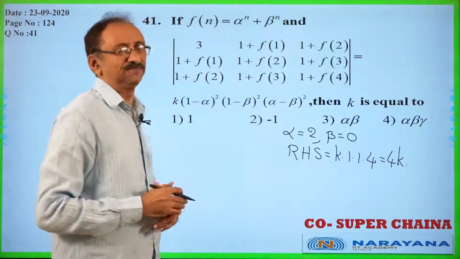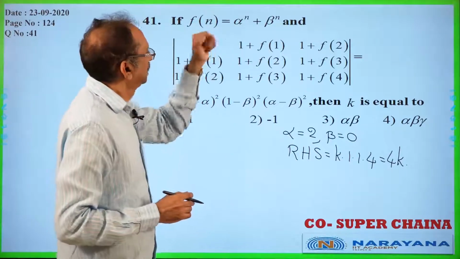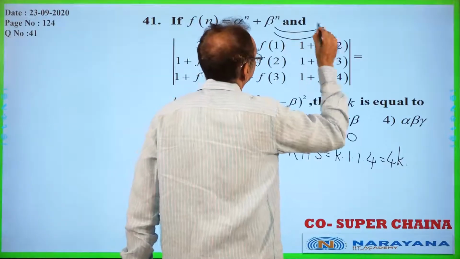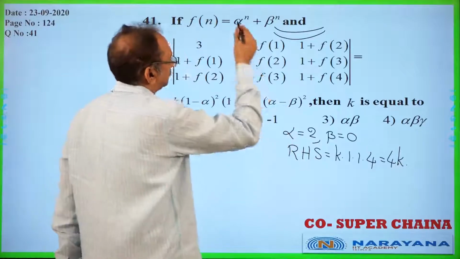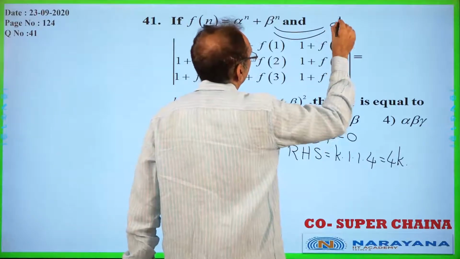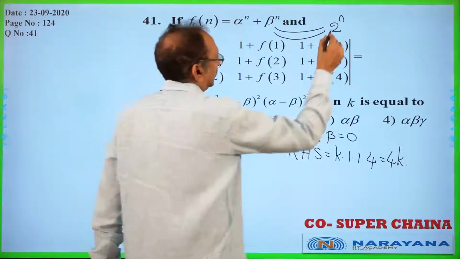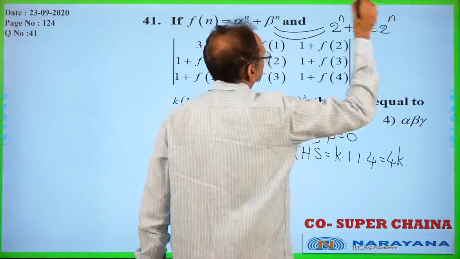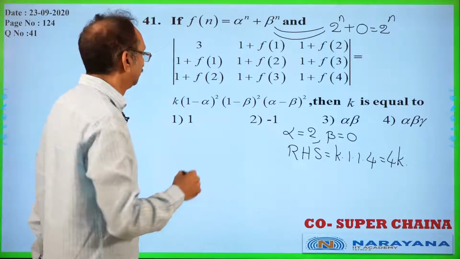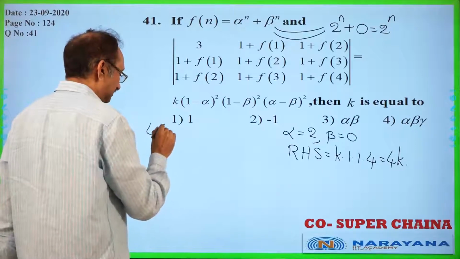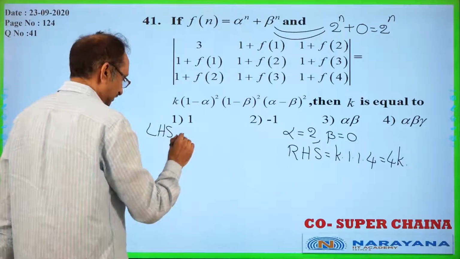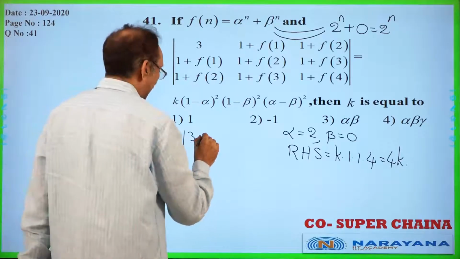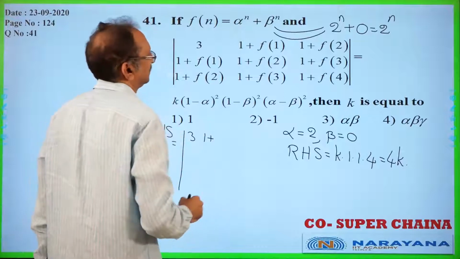And now what about the left hand side? So what is this actually? Alpha power n plus beta power n. Now I have substituted 2 in place of alpha. So this is 2 power n plus, in place of beta, 0. So that is simply 2 power n. And therefore, I am going to get the left hand side. See, what is the left hand side? It is constant 3. 1 plus f of 1.